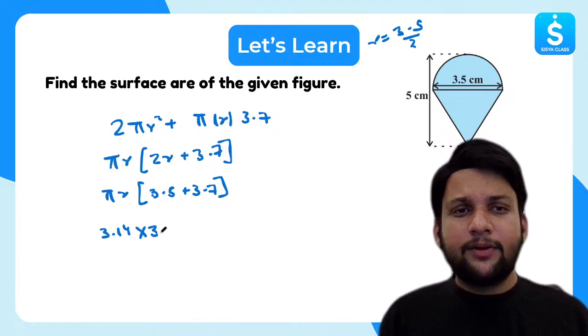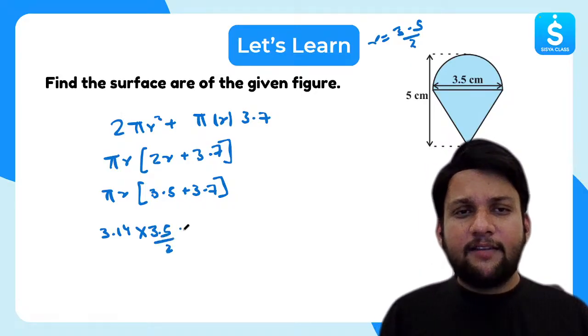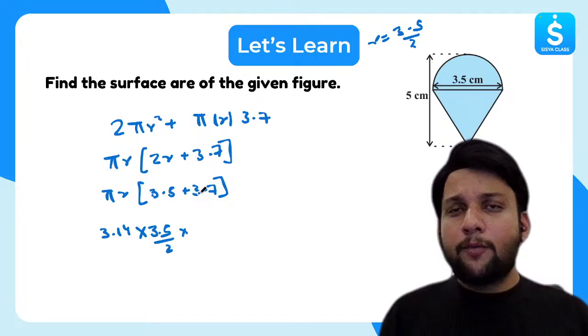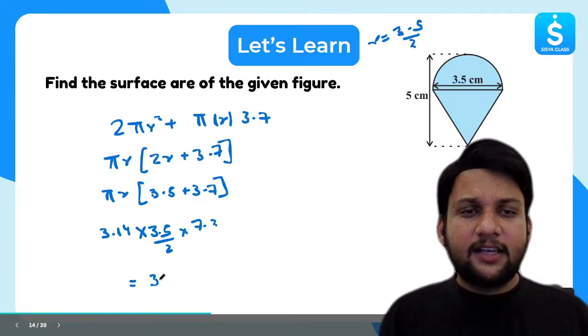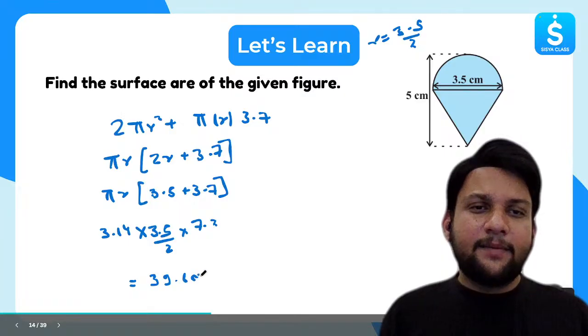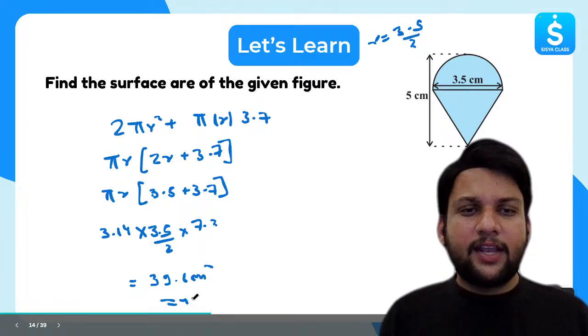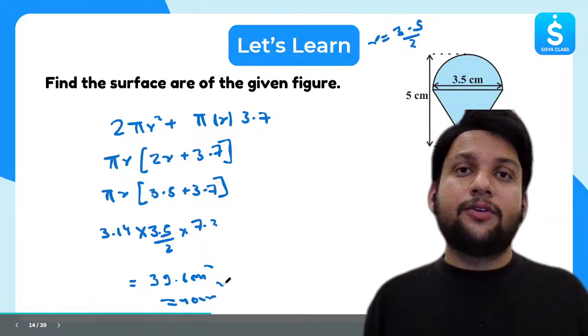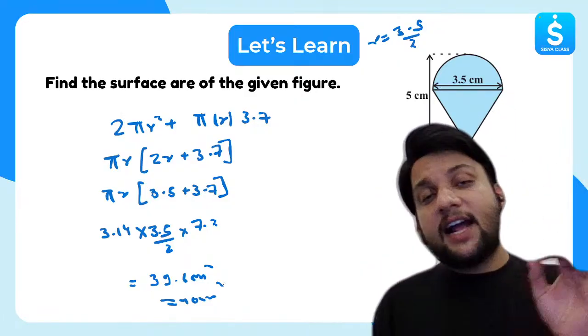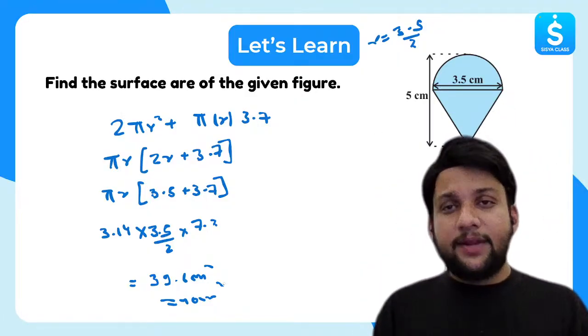R is 3.5 by 2. If I add this, I will get 3.5 plus 0.7, 4.2 into 7.2. So if you find this, you will get answer as 39.6 centimeter square, or you can approximate it to 40 centimeter square. Be very cautious of the unit. If it is area, the unit has to be in square centimeters or centimeter squares.